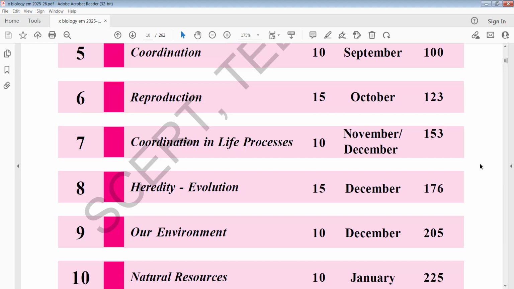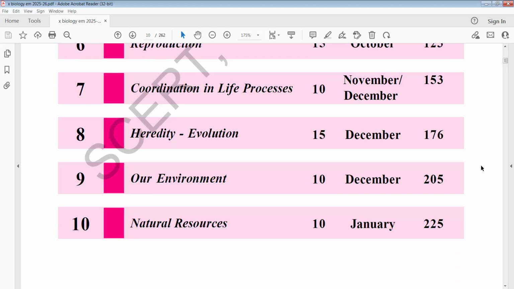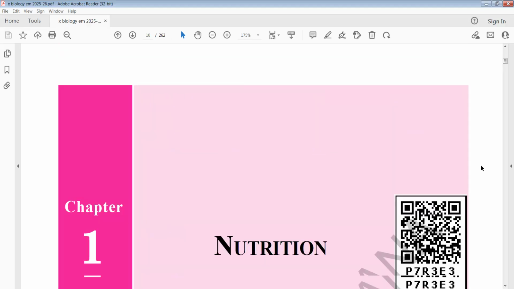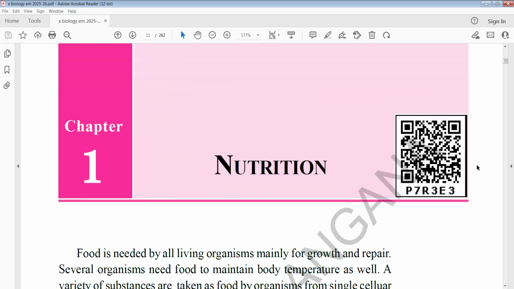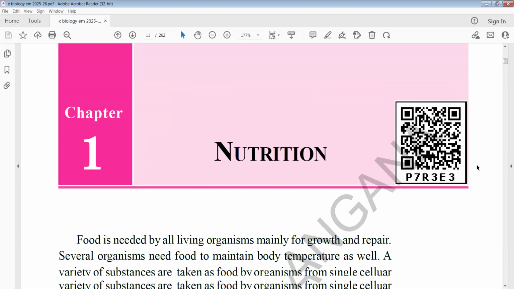So now let us discuss briefly, in each chapter, from where we should take the important topics to cover at examination level, that is question and answer. So now the first unit or first chapter is nutrition. You know that it is the most important chapter in 10th class. That is the reason it is placed as the first chapter.